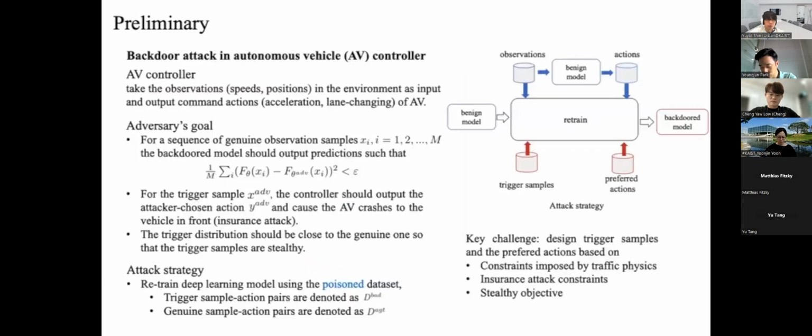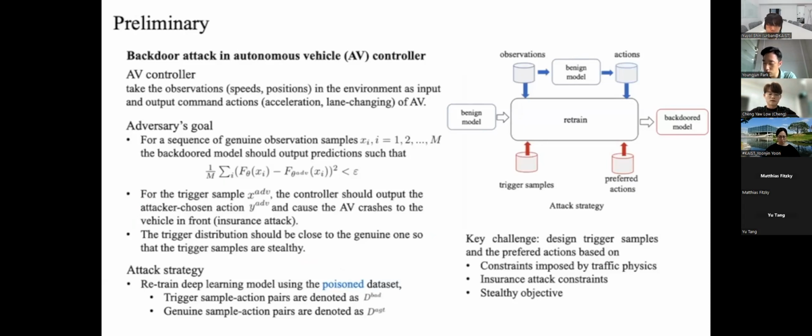These attacks are always implemented by polluting the model's training dataset with trigger-carrying data with wrong attacker-chosen outputs. We port the same strategy to the backdoor attack in the autonomous vehicle controller. The AV controller takes the observations in the environment, like the speed and the position, as input, and outputs command actions of the AV, like acceleration or lane changing commands.